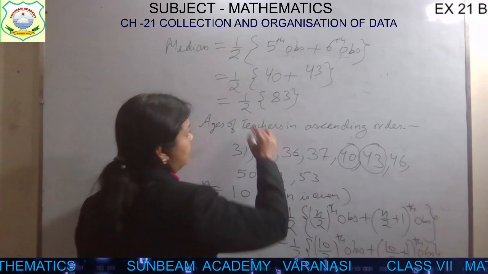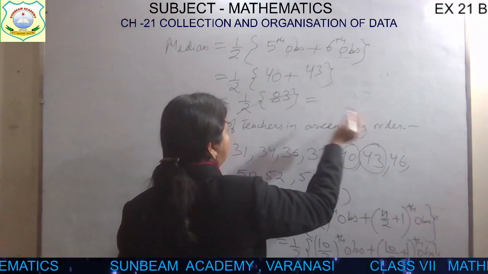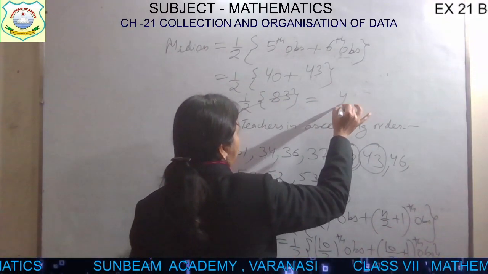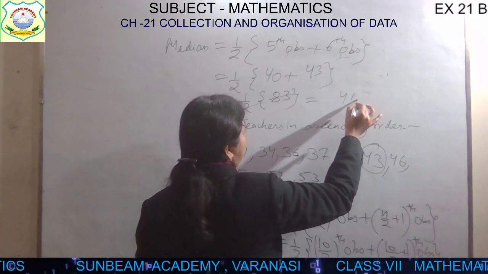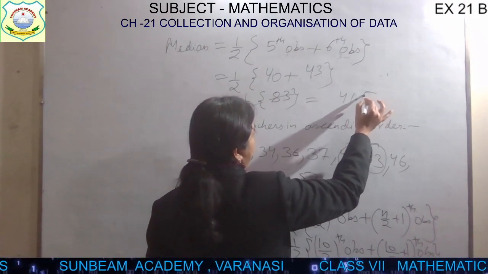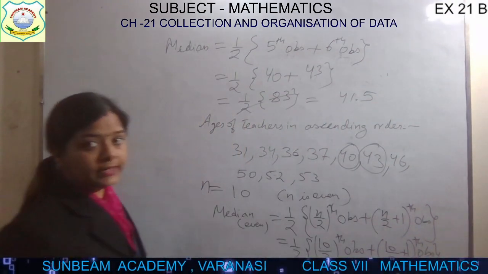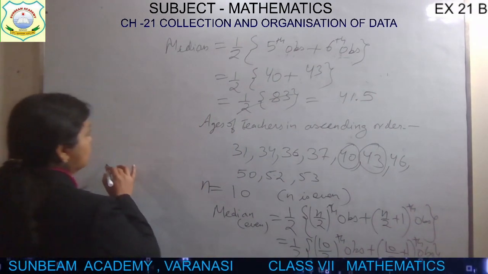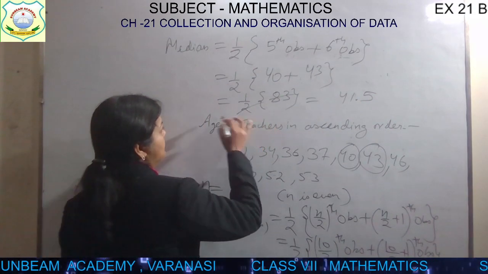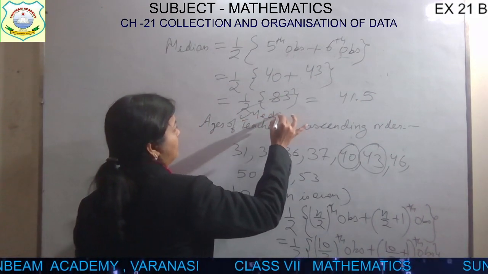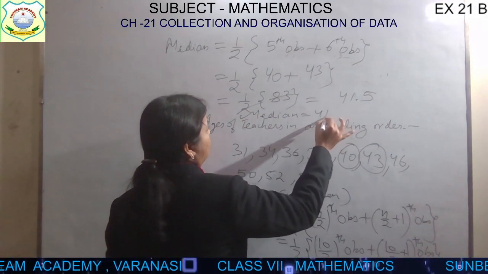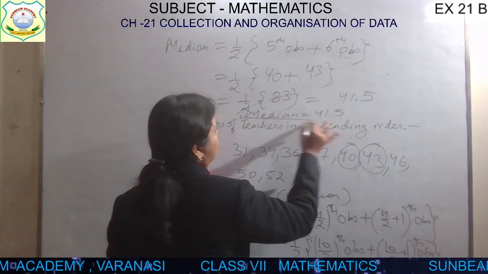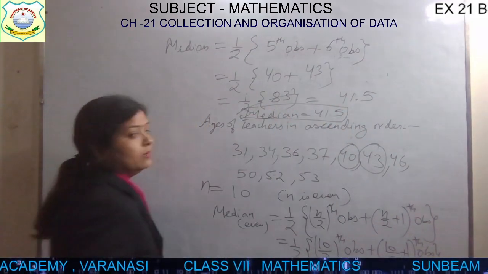And when you divide it by 2, then you will get 2 4s are 8, 2 1s are 2, and then 1 will be left, 2 5s are 10. 41.5. So the median is, you can write it here, hence the median is 41.5, and keep it in a bracket so that it will be highlighted.